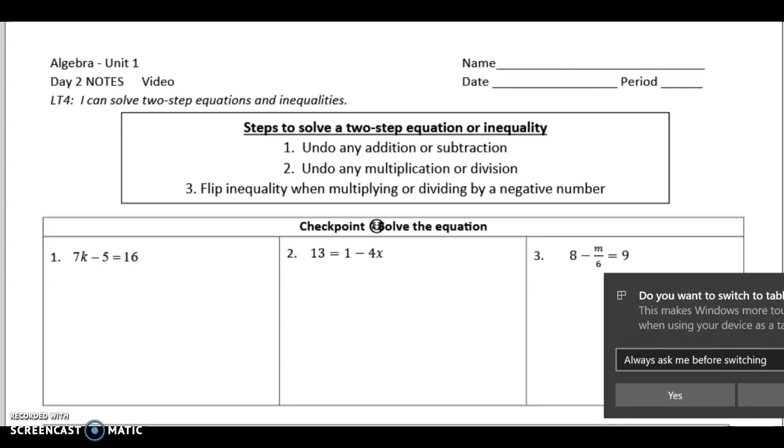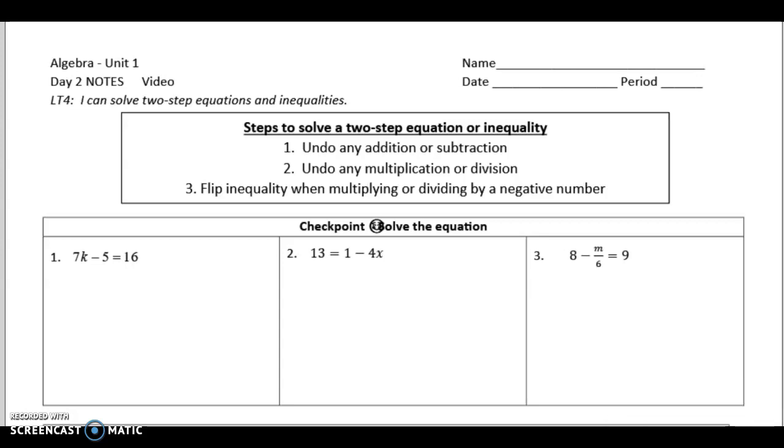Okay, we are absolutely going to just reiterate what you had talked about today in class about solving two-step equations. So you can see on the screen that you have the 3 steps. Number 1, undo any addition or subtraction first. 2, undo any multiplication or division. And remember, when you are dealing with an inequality, flip the inequality if you multiply or divide by a negative.